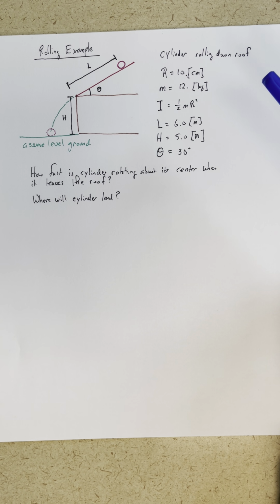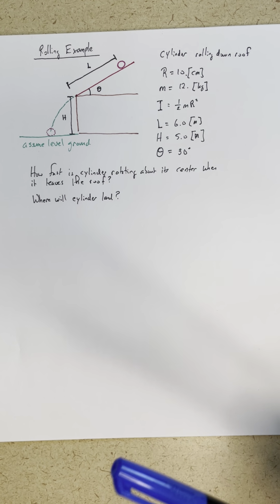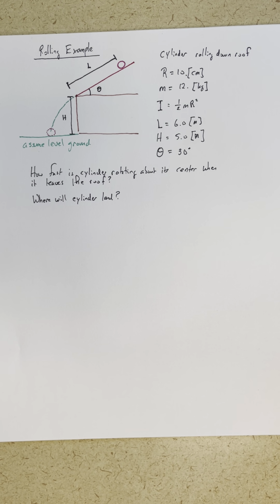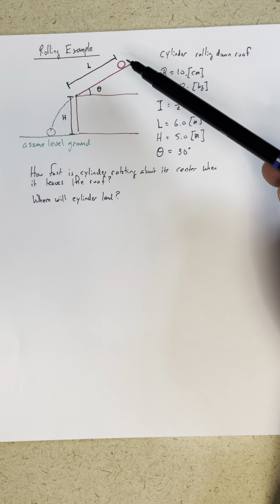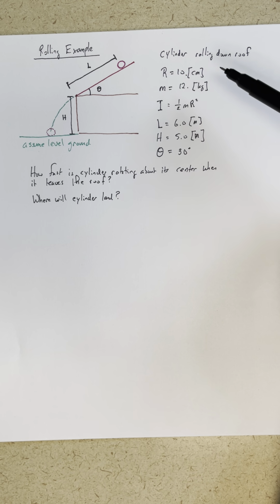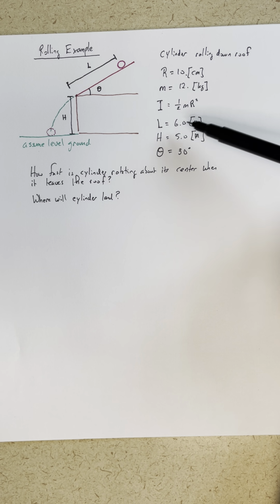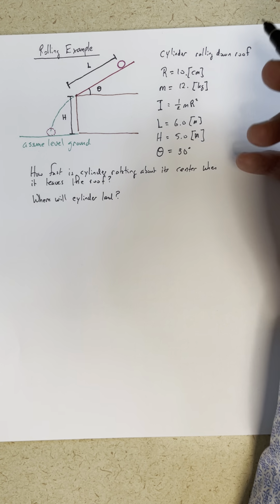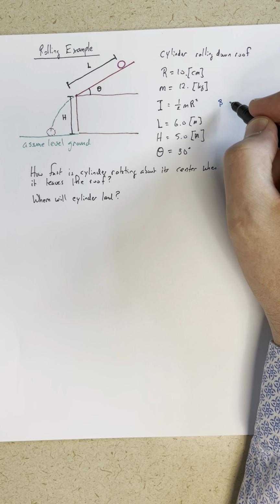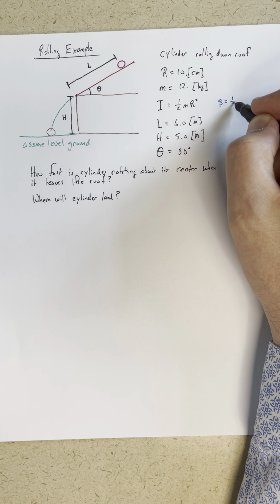I'm going to do the problem in terms of energy. So I think it's a little bit cleaner, and I always just like energy better. So what we have is a cylinder of radius 10 centimeters, 12 kilograms, so pretty hefty. It's a uniform cylinder, so its rotational inertia is a half mr squared. So that's saying that this dimensionless prefactor is a half.